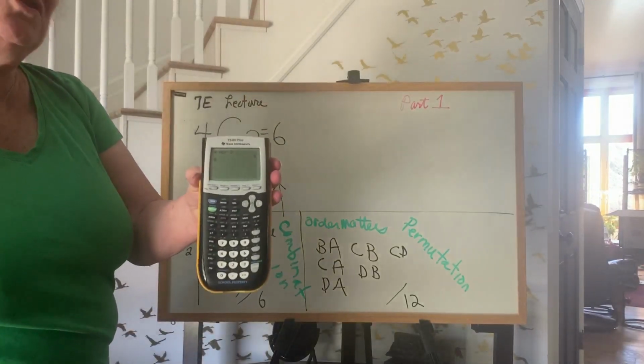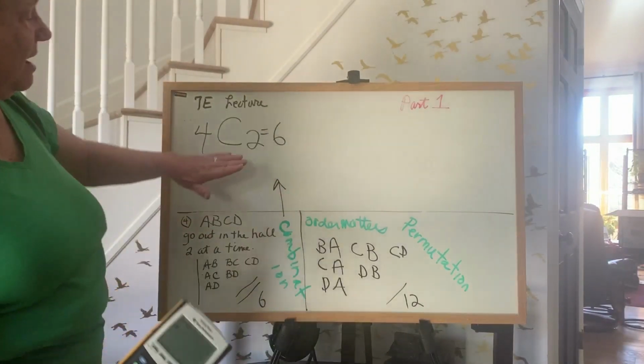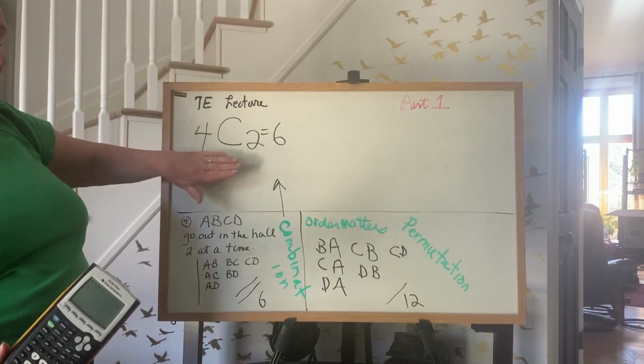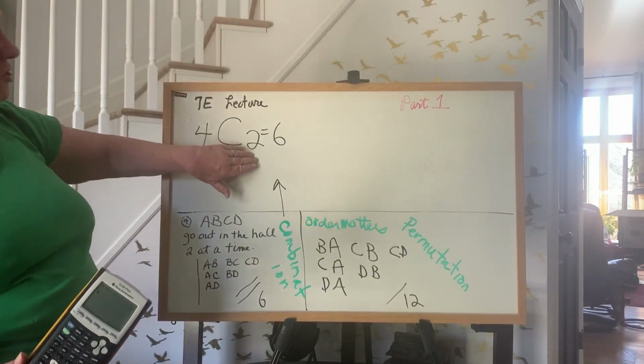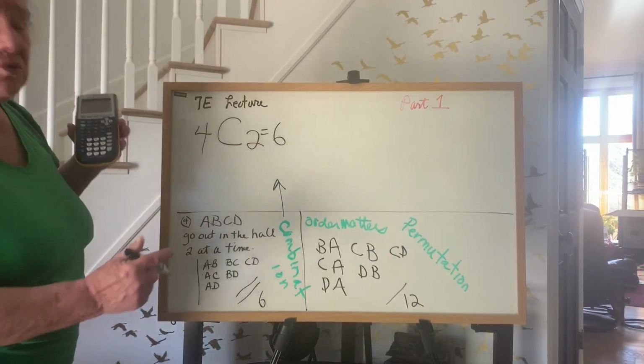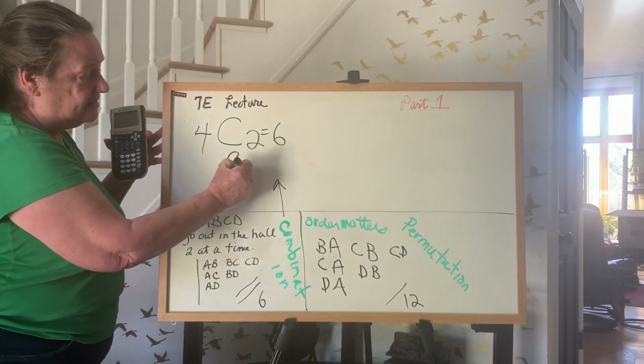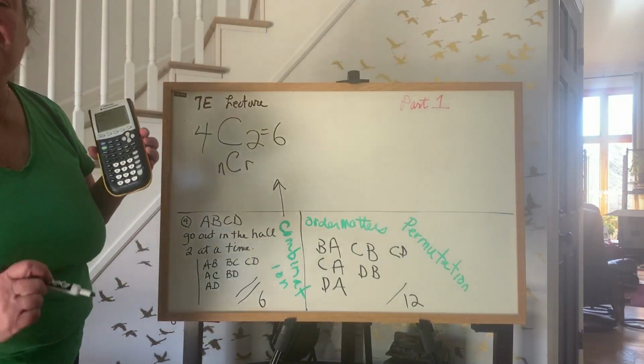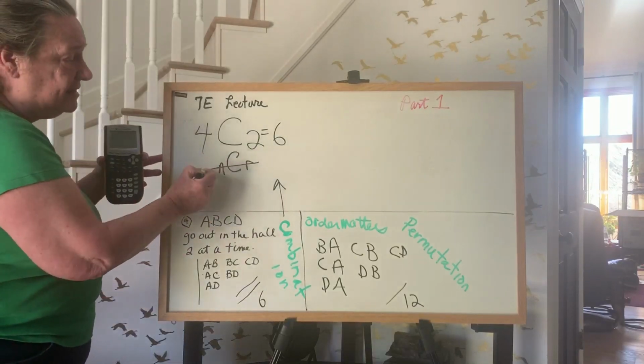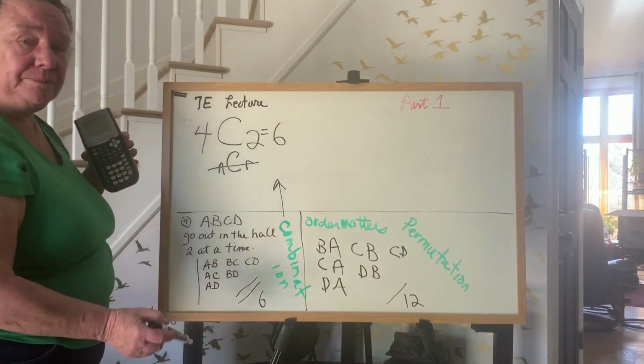All right? So that would be the work you would show for this problem. This equation, 4C2 equals 6. We do not write NCR. We do not. That's calculator talk. Do not write that. You just write C2.